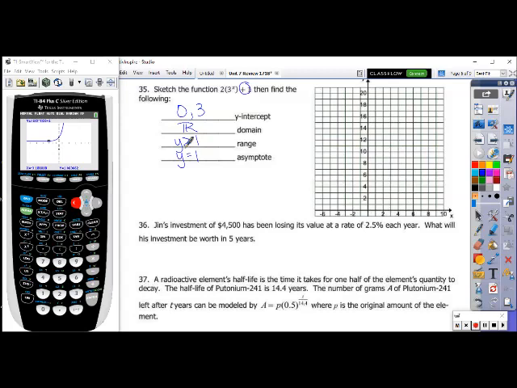For our sketch, we can put a dot at 0, 3. If you want to put your asymptote, we do a dotted line.